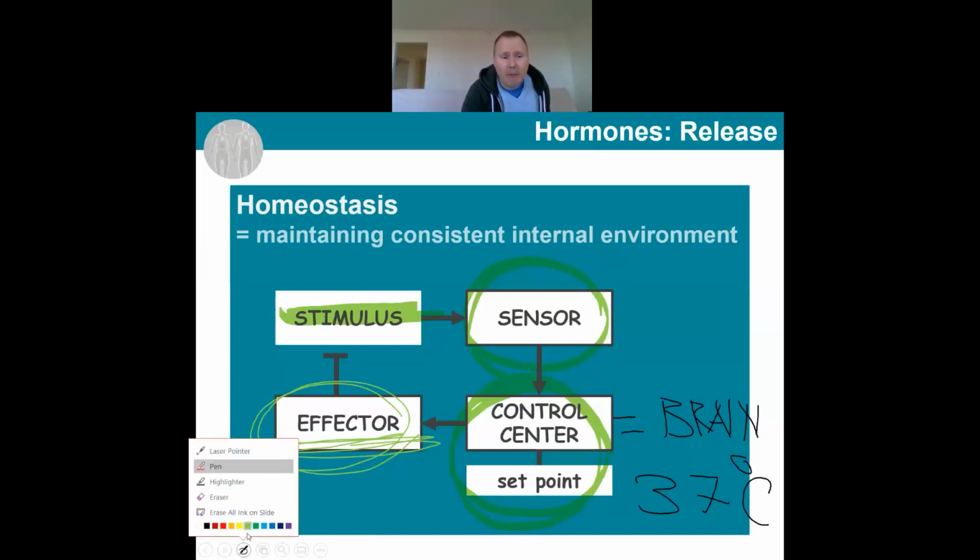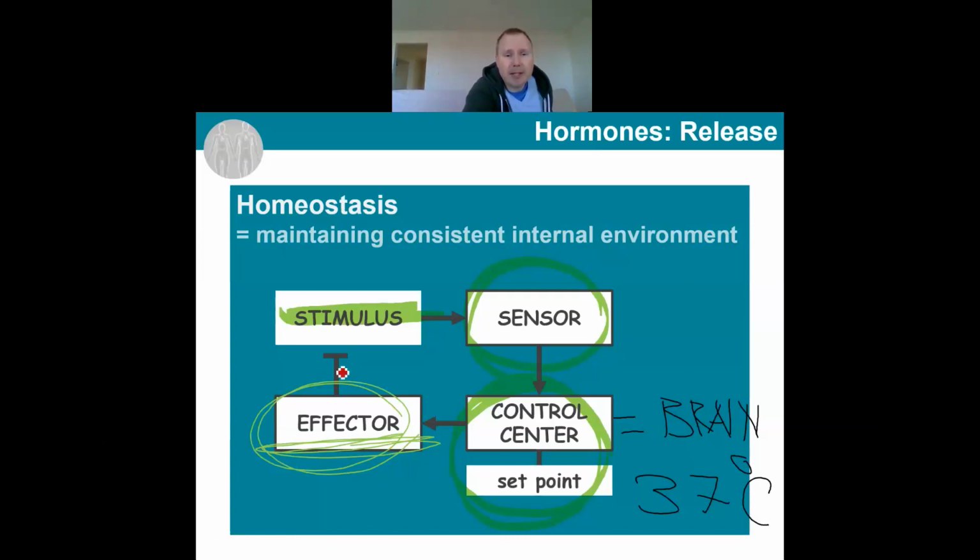But if anything, I want you to take away the message that the point of the homeostatic feedback mechanism loop is normally to stop this stimulus from happening. So we want to keep the consistency. And this stopping it happens then through the effector. And this is known as negative feedback. So most processes in the body are all about using the negative feedback to maintain homeostasis in the body.